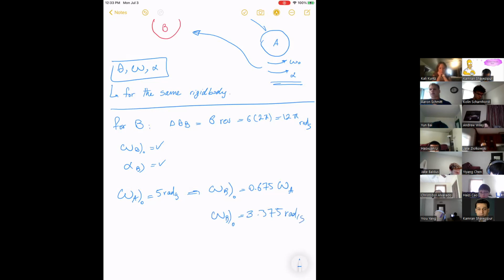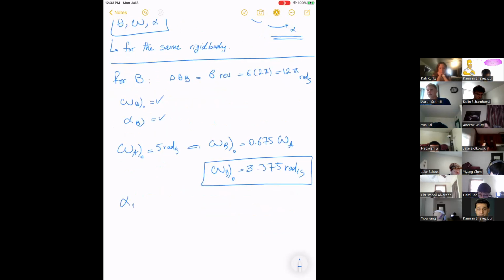radian per second. Someone wrote inch per second. Remember, these are angular, has to be radian. Now, if I want to find alpha B, again, alpha B is going to be 0.675 alpha A. The same ratio, right? Because they are technically attached or constrained to move together. So you're going to get 0.675 times 2, 1.35 radian per second squared.